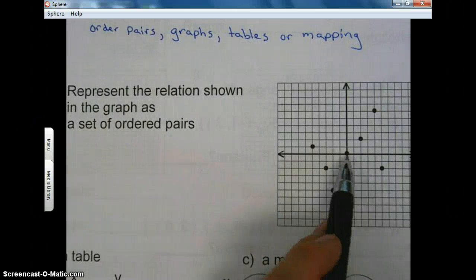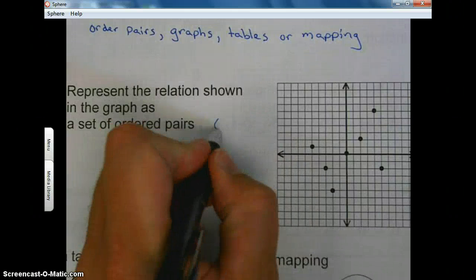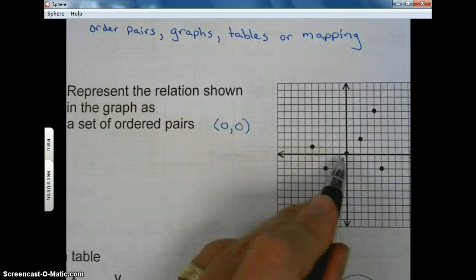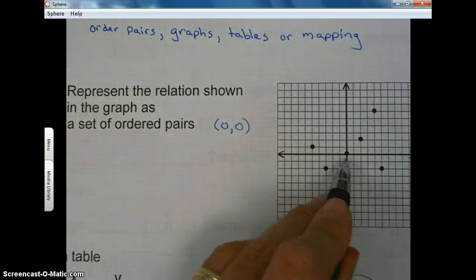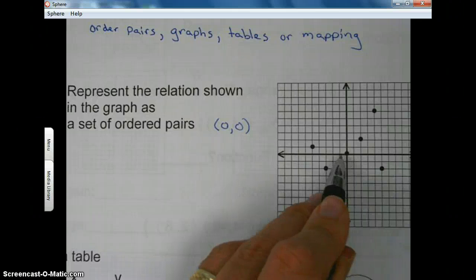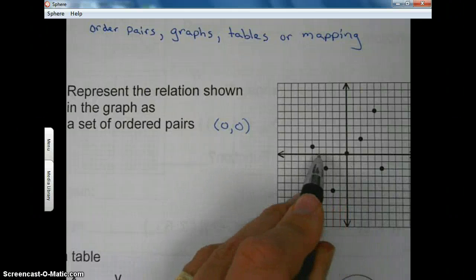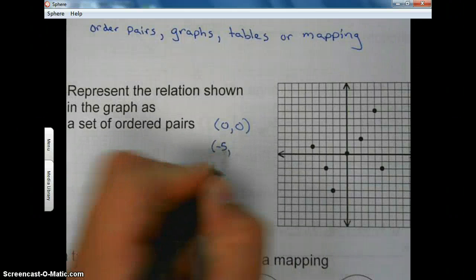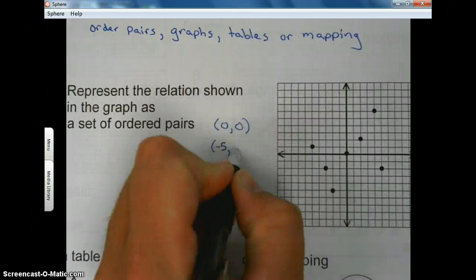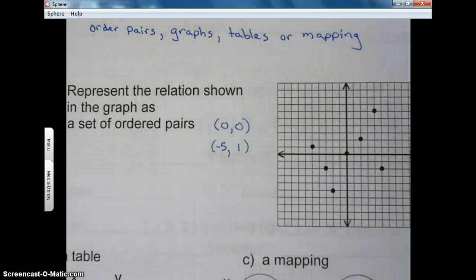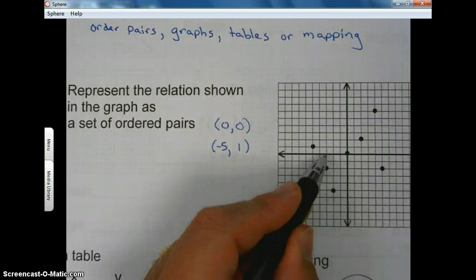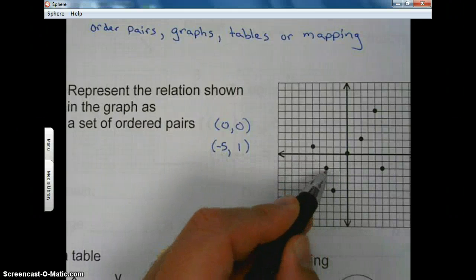The easy one here, we have (0, 0) in the middle, also known as the origin. Here we have this point, and to calculate that ordered pair, we count on the x-axis first: -1, -2, -3, -4, -5. So -5 on the x, and then we count up 1, +1 on the y. This ordered pair, -1, -2, -3, -2.